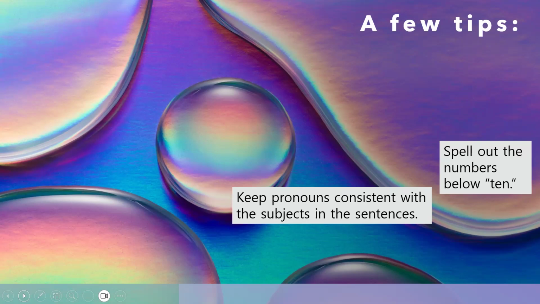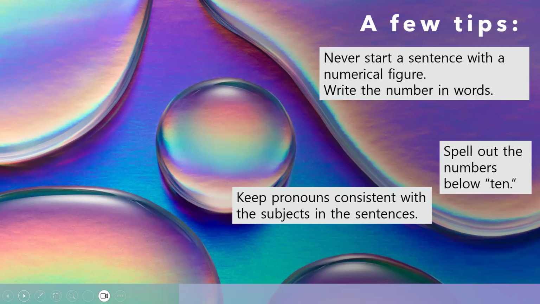Spell out the numbers below 10. Never start a sentence with a numerical figure. You write the number in words. So how do you begin a sentence that goes with 18,569 participants were enrolled in this study? You have to write down that entire number in words. Or maybe say a total of, and then you write the number.